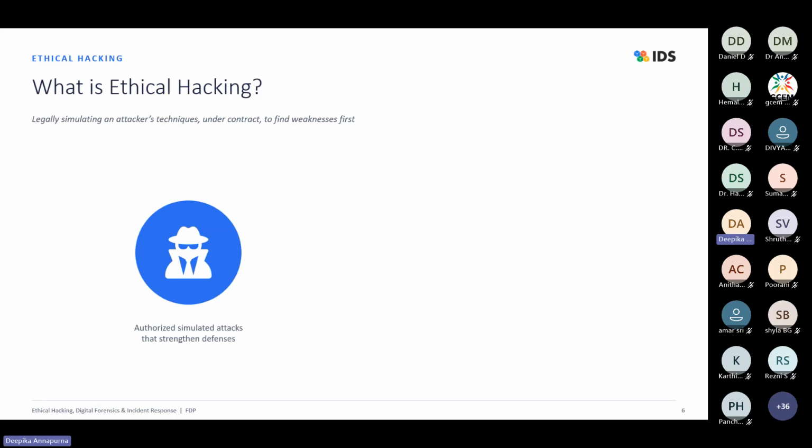So hacking, as I told you, has a very negative meaning in today's world. But ethical hacking is completely different. Ethical means it is legally done, with an authorized attack. Okay, that person will be given authorization to hack.